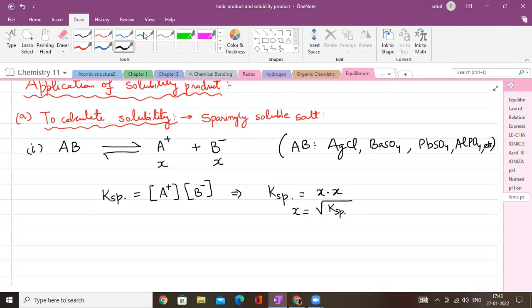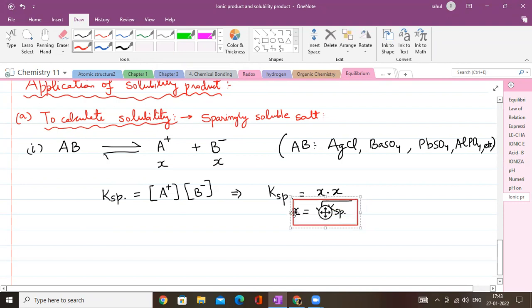So this is one formula that we have to commit to memory for the numericals. I'll be using this formula. You can even write this as X is equal to KSP to the power 1 by 2. One and the same thing.